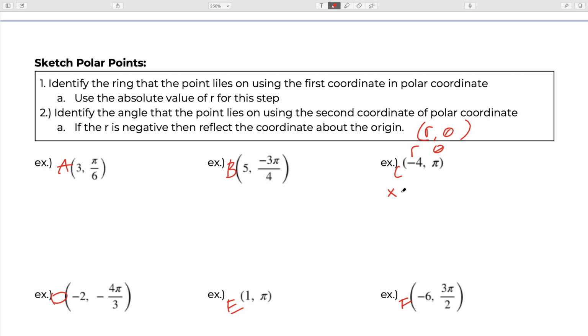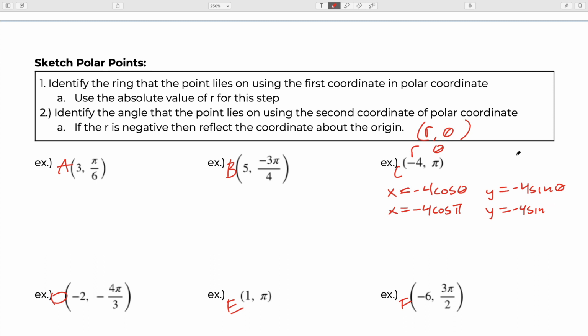equals negative 4 times the cosine of theta, and y equals negative 4 times the sine of theta. So what is our theta? That theta is going to be pi. So we have x equals negative 4 times the cosine of pi, and y equals negative 4 times the sine of pi.